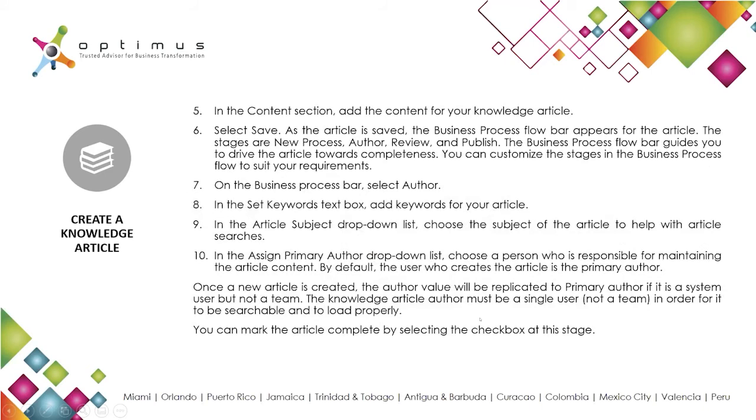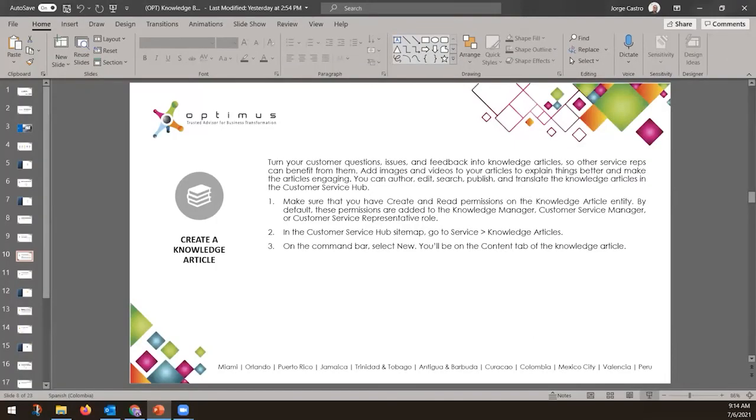In the content section, you just need to add the content of your knowledge article. After that, you could just save the article. And as you can see in the business process flow, the article is going to appear in a stage or new processes. Let me show you this information in the CRM because probably it's easier to understand.